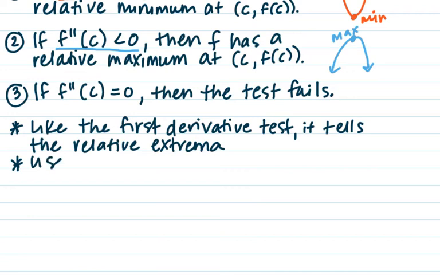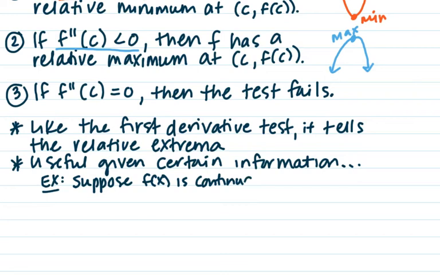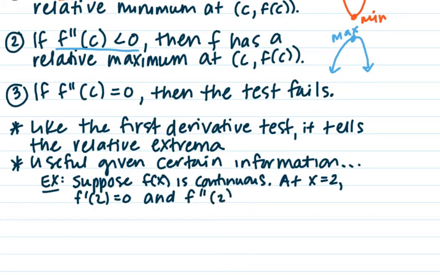So, useful given certain information. So, one way you might possibly see it, let's do a quick example here. Let's say we have a continuous function, and at x equals 2, we know f prime of 2 is 0, so it's a critical point, and the second derivative at 2 is negative 3.